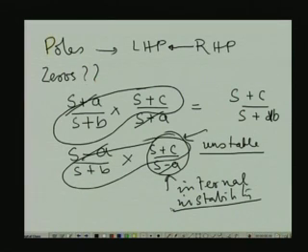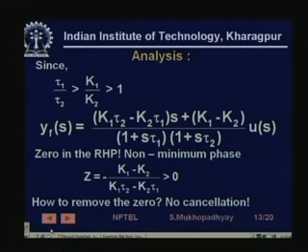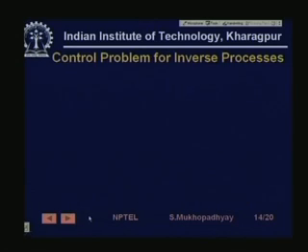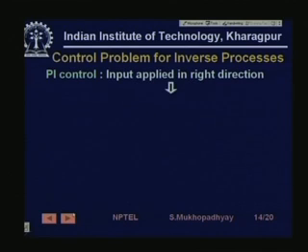So what happens is that internally some signal will go unstable, although it may not affect the output. So we cannot cancel the 0, you see. So what must we do? This is another case where actually now we come to the control problem.